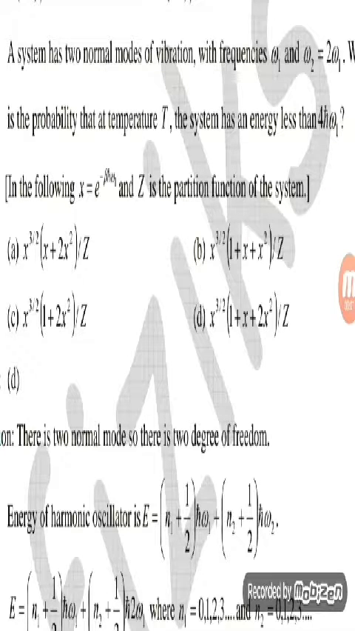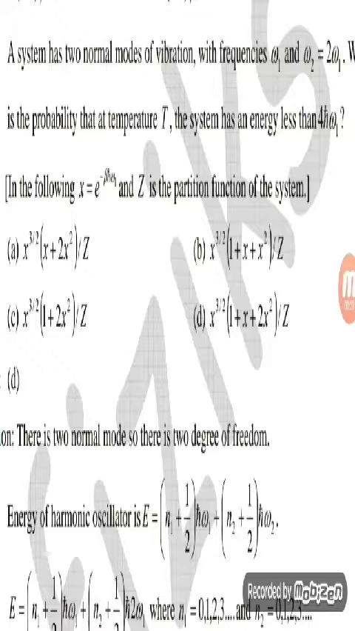This is a problem related to the partition function. A system has two normal modes of vibration with frequencies omega 1 and omega 2. What is the probability that at temperature T the system has energy less than 4 h cross omega? The answer is given. Here x is e power of minus beta h cross omega, and Z is the partition function of the system.